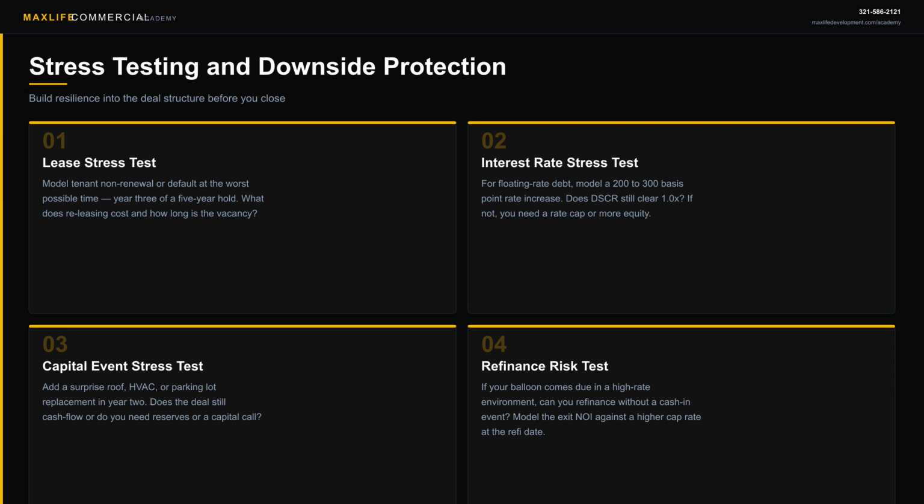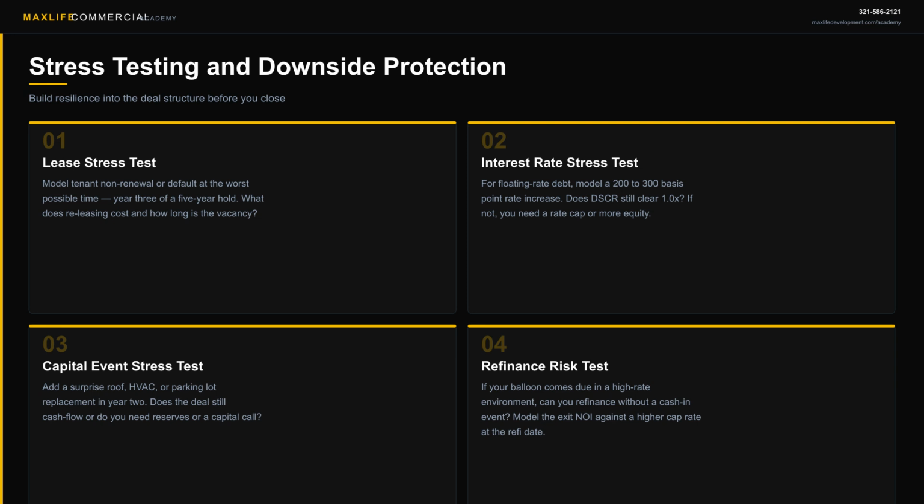Running scenarios is one thing. Stress testing is more specific. It's about identifying the single biggest vulnerability in a deal and then modeling exactly what happens if that vulnerability materializes. For most commercial deals, the biggest risk lives in the lease. If you're buying a single tenant retail property with a lease that expires in 4 years, you need to model exactly what happens if that tenant doesn't renew.